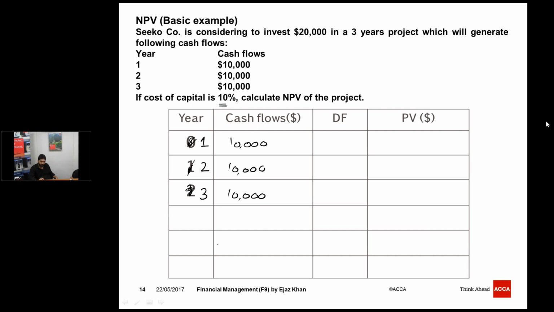Yes, Faiza, your answers are correct for year 1 and year 2. Yes, for year 3, exactly the same.